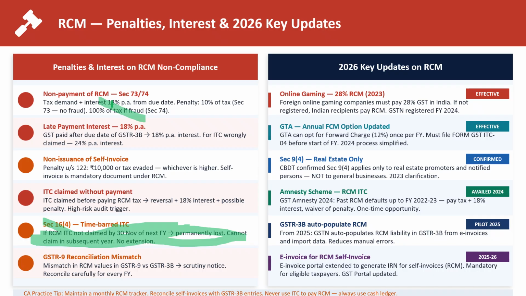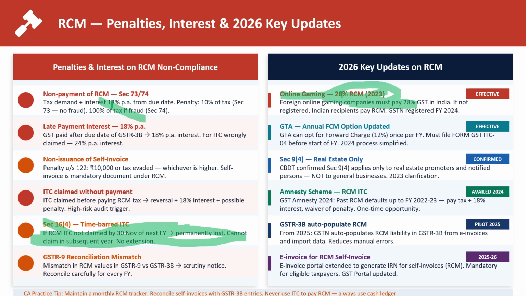And then if there is any mismatch in the returns, you should be answerable to the departments. So all these are the non-compliance impacts to the entity or registered person under RCM. And what are the key updates? For gaming companies, RCM is 28%. Earlier it was the normal rate, now it is charged at 28%.